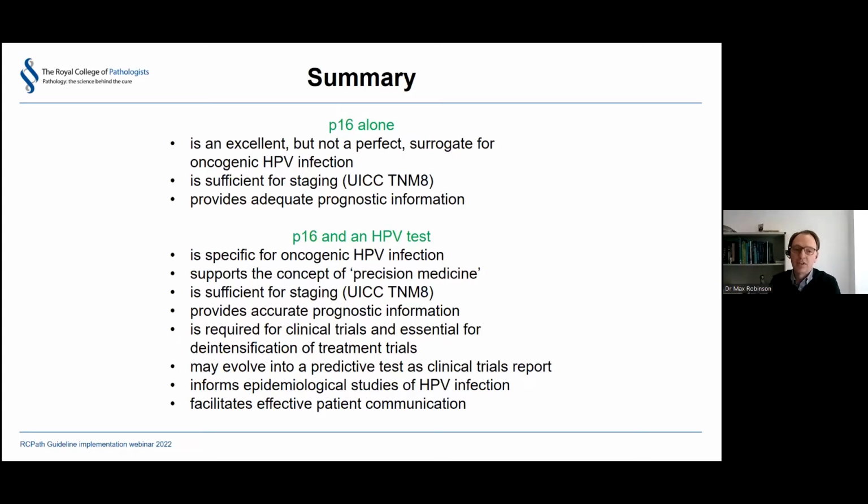We get accurate prognostic information for our cohorts of patients. It is required for clinical trials, particularly in intensification treatments. And I predict it will become a predictive test in the future. It will inform epidemiological studies looking at HPV infection, not P16 positive cancer, HPV-associated cancers. And I think it also facilitates effective patient communication.